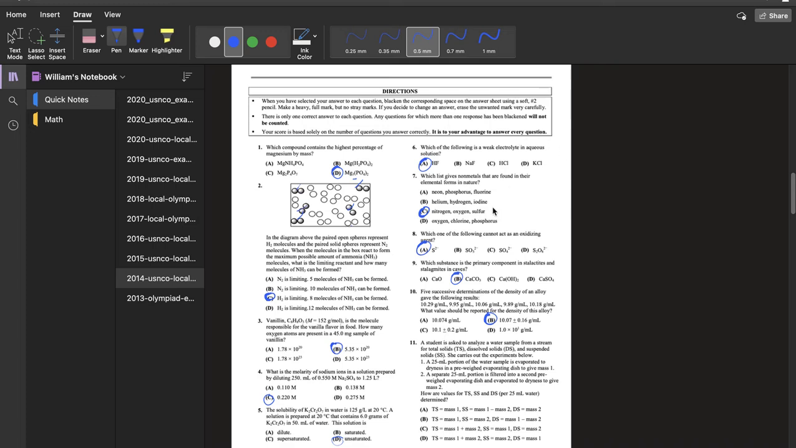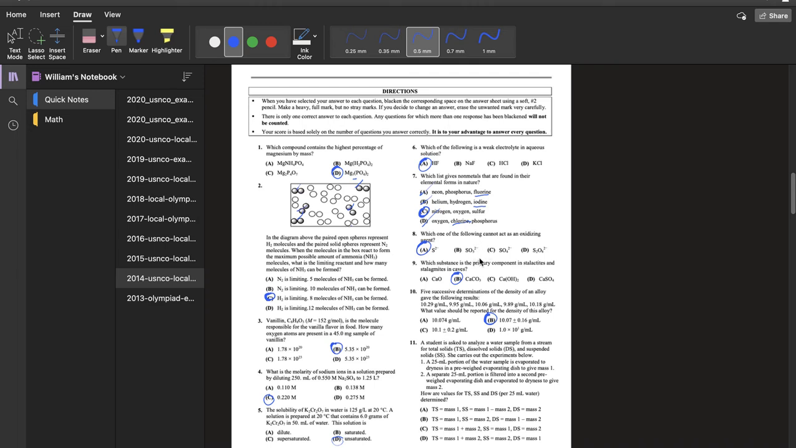Okay, so number 7, nonmetals that are found in their elemental forms in nature. Basically, you cross this one out because halogens are too reactive to just be found like chilling by themselves in nature. This is also a halogen. This is also a halogen. So that's why you choose C.